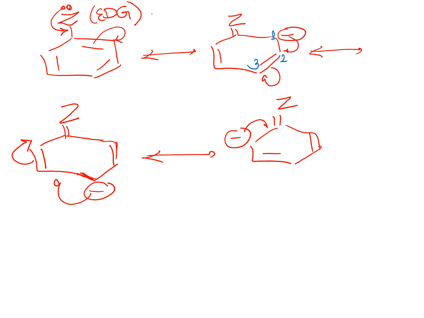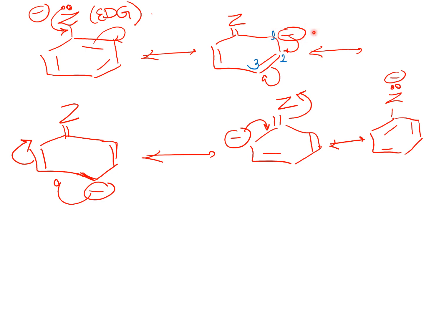And then finally, you go back to the same structure you had, which is the Z carrying either the lone pair of electrons or the negative charge. Okay, so this is how your resonance will proceed in case of an electron donating group.